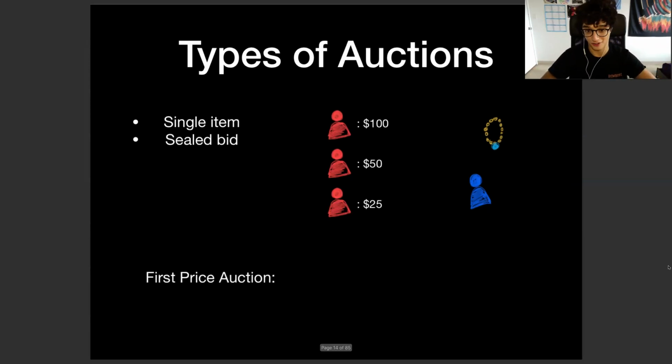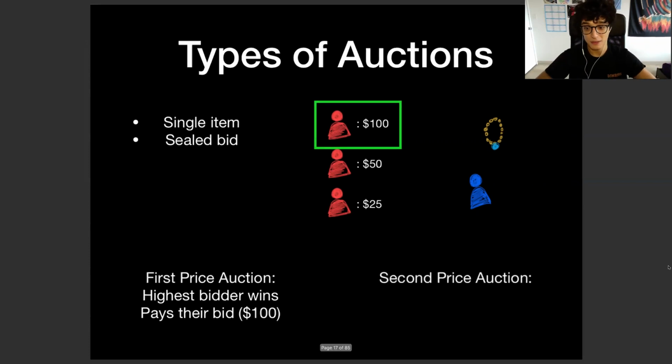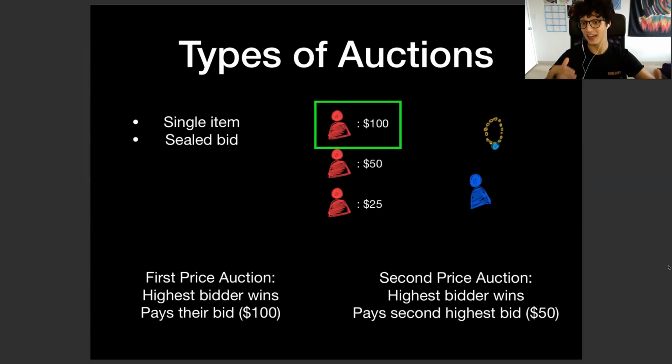So the first price auction is the most classic auction and is the most common in practice. Essentially, what this will entail is we will allocate the item to the highest bidder, and that bidder will pay their bid. Crazy stuff. But there's also something called the second price auction, where similarly, the highest bidder will win the auction, but they will actually only pay the second highest bid. So in this case, they would only pay $50.